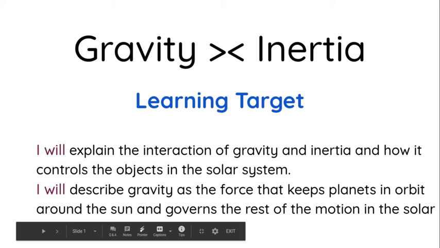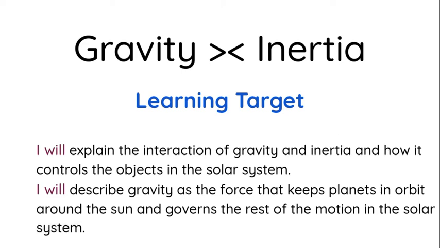Today, we're going to talk about the interaction between gravity and inertia. Our learning targets for today are: I will explain the interaction of gravity and inertia and how it controls the objects in the solar system. I will describe gravity as the force that keeps planets in orbit around the sun and governs the rest of the motion in the solar system.